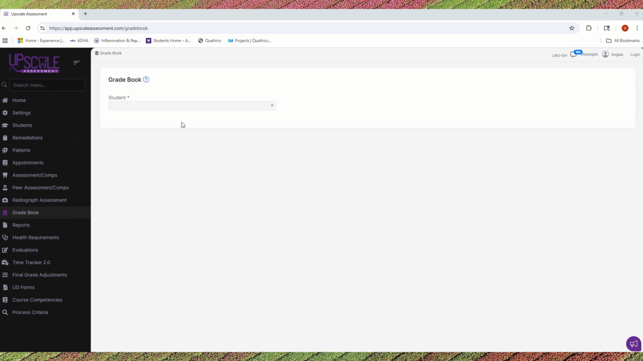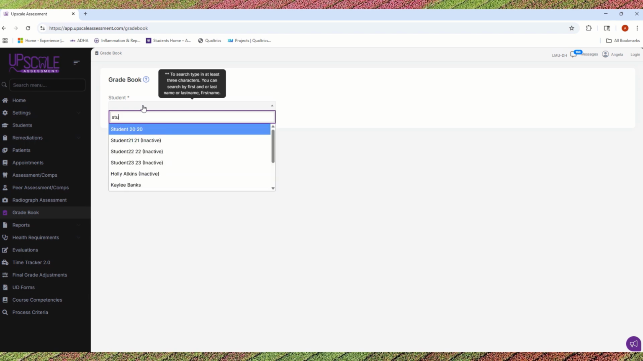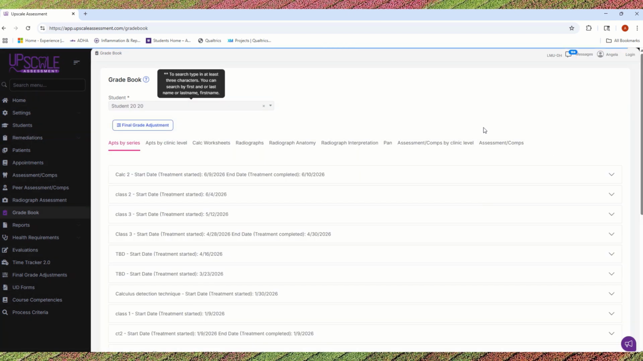I am going to show you how to review a student's gradebook if you have any questions. On the left side, you are going to select gradebook. When you're in the gradebook, you can go ahead and put the student's name in. And in here, this is the entire gradebook for the student.